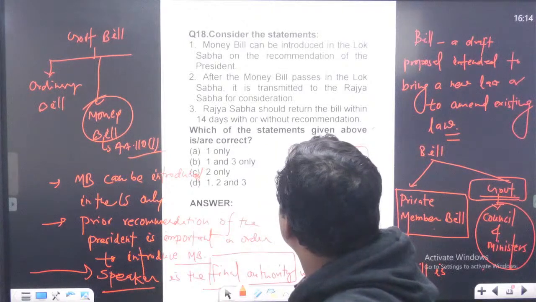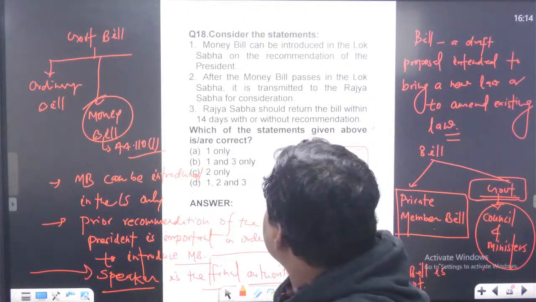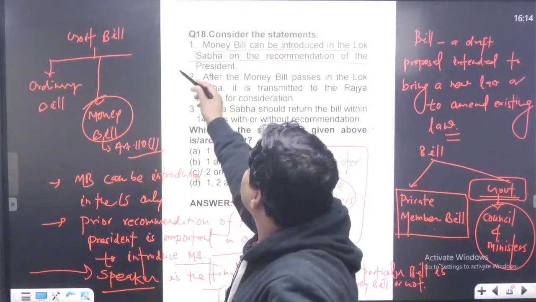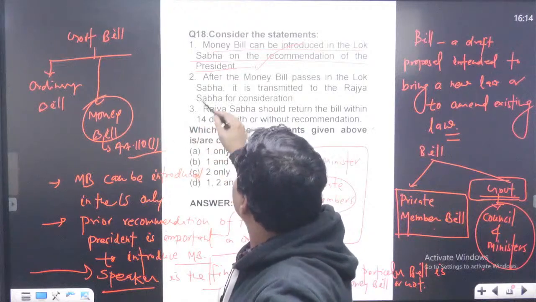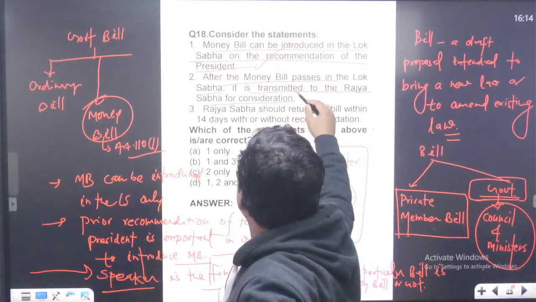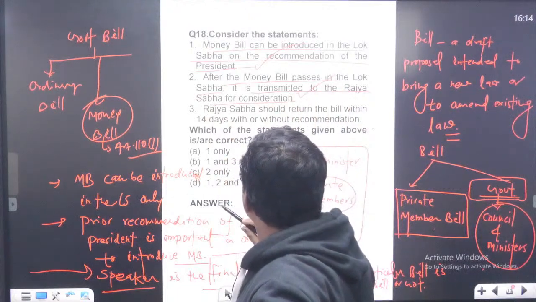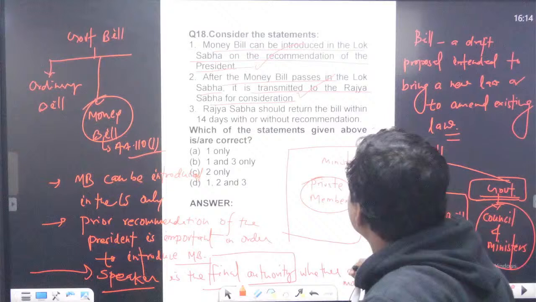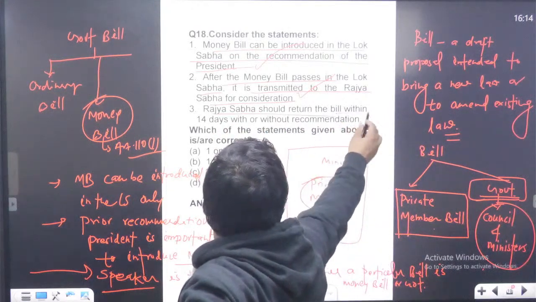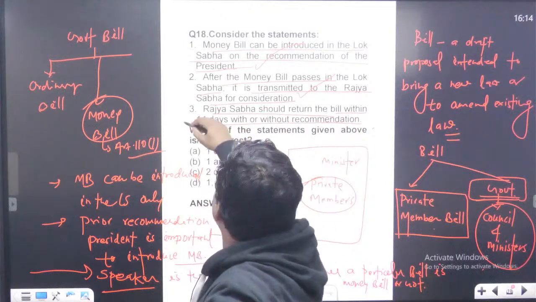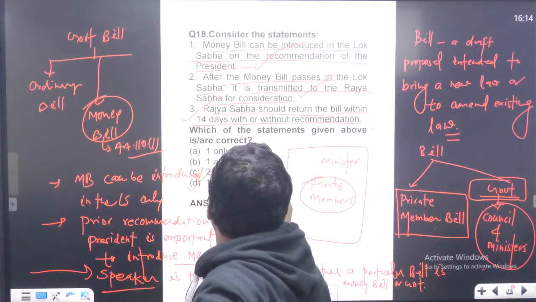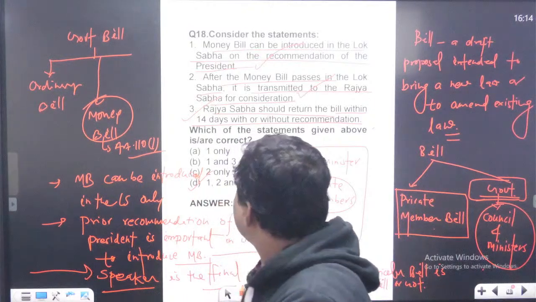So, here you can see the statement: money bill can be introduced in the Lok Sabha on the recommendation of the President. Yes, it can be. After the money bill is passed in the Lok Sabha, it is transferred to Rajya Sabha for consideration. Rajya Sabha should return the bill within 14 days with or without recommendation.